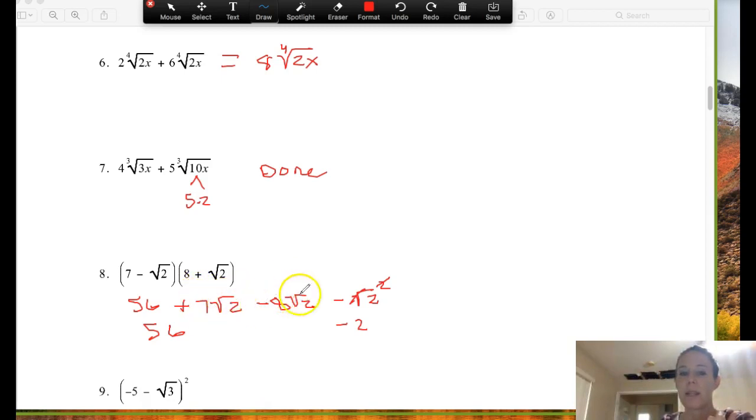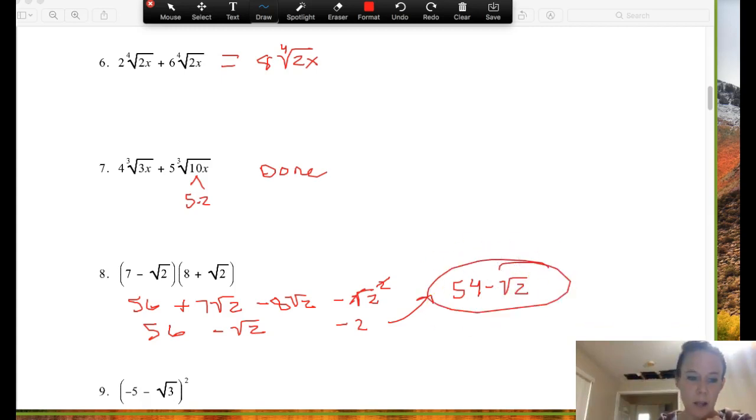7 root 2 minus 8 root 2 will be negative 1 root 2, or just negative root 2. 56 minus root 2 minus 2. Well, the 56 and the 2 can combine. I'm going to get 54 minus root 2. And now I'm completely simplified. All right, on to the next one.